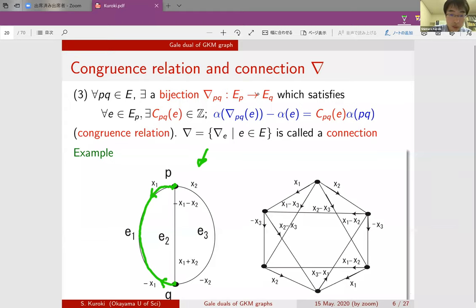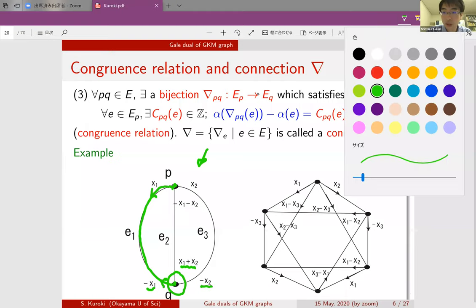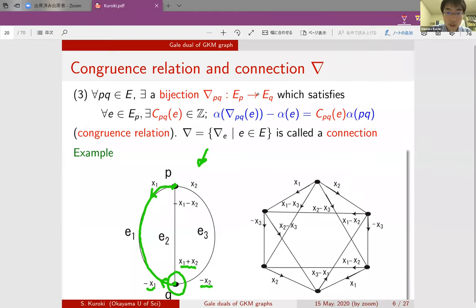Because we've already checked, for example, around here, this is minus X1, X1 plus X2, and minus X2. So if you choose any pair from these, then they are linearly independent. We can also check it for around the P. And let's check the third condition, the congruence relations. Okay, I will change my color. So this third condition says these kinds of things.